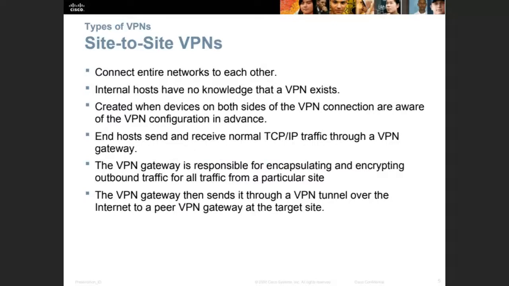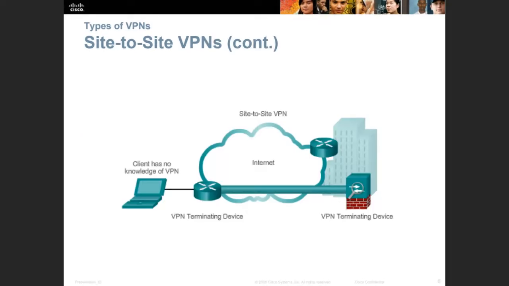It's called site to site, so I have one site. I will connect it to another site over the internet using a VPN connection. It will connect the entire networks to each other. The internet hosts have no knowledge that a VPN exists. Also, the VPN gateway is responsible for encapsulating and encrypting outbound traffic for all the traffic from a particular site. Remember yesterday in the lab, we had to choose the interesting traffic. The interesting traffic, or the approved traffic, will go through the VPN tunnel. So this is a site-to-site VPN.